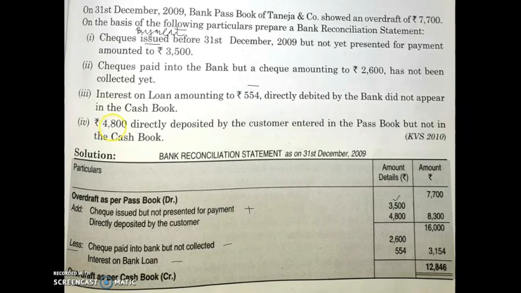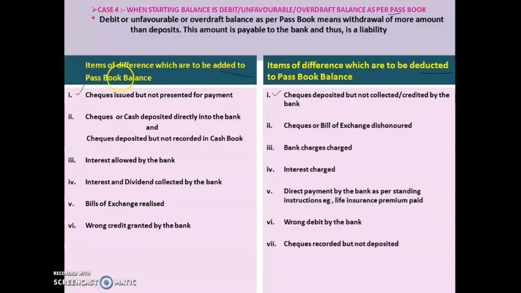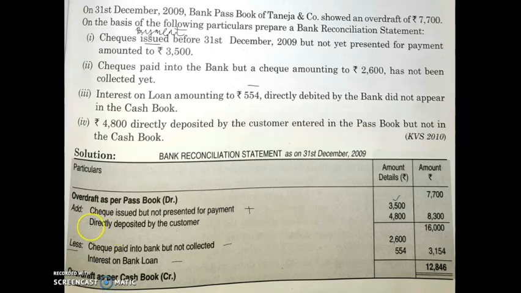Next is 4,800 directly deposited by the customer, entered in the passbook but not in the cash book. So just see the formula, directly deposited in the bank. See, check or cash deposited directly into the bank. So what are you supposed to do? You have to add that item. Okay, so that item, directly deposited by the customer, has to be added. So see, that item we have added.